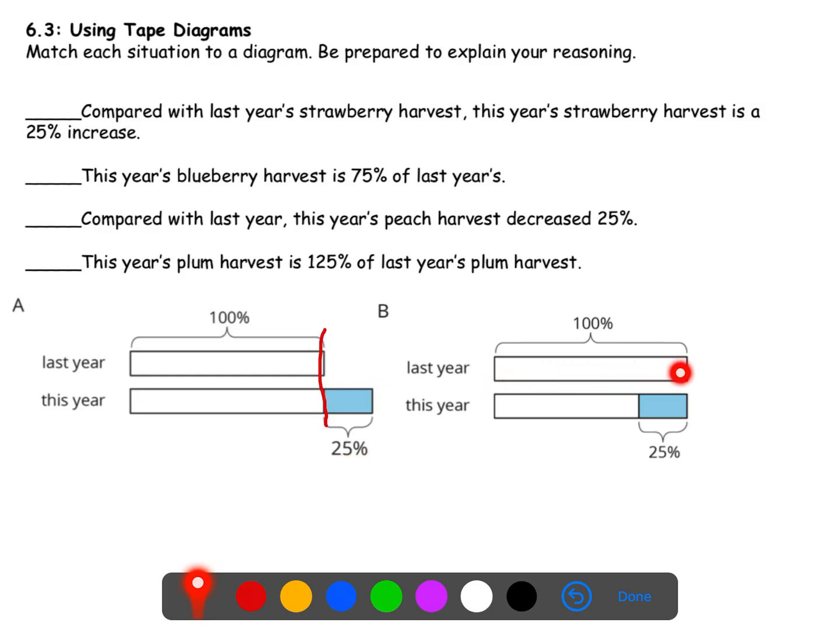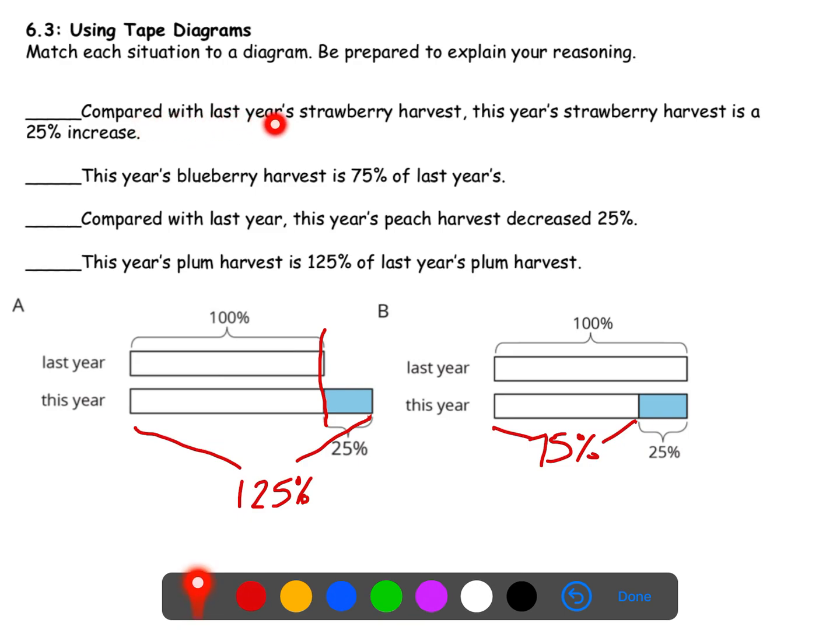And if we look at this diagram, it looks like we've lost 25%. We've decreased this year to this point. Now that would leave, if we remove 25% or we go back 25%, we're left with 75%, because combined, we have our total of 100%. If we look back at diagram A, if we've increased by 25%, then really what we're looking at as a total for this year is 125%. So let's compare.